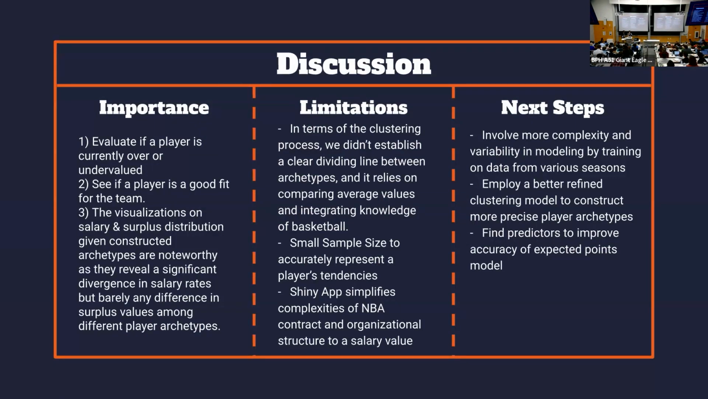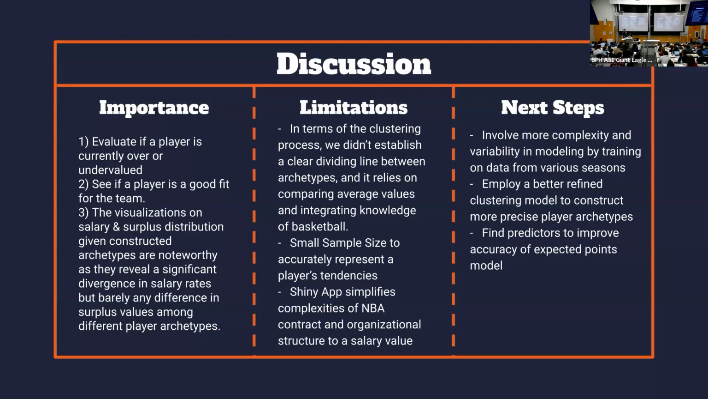And there are some limitations in the project. In terms of the clustering process, we didn't establish a clear dividing line between archetypes, and it relies on comparing the average values and integrating some basic knowledge of basketball. Another limitation was we had a small sample size. We only used data from the last season. And for the expected points model, that's a pretty small sample size to accurately represent a player's tendencies. In addition, the Shiny app simplifies the complexities of an NBA contract and the organizational structure to just a salary value. It's more complicated than that.